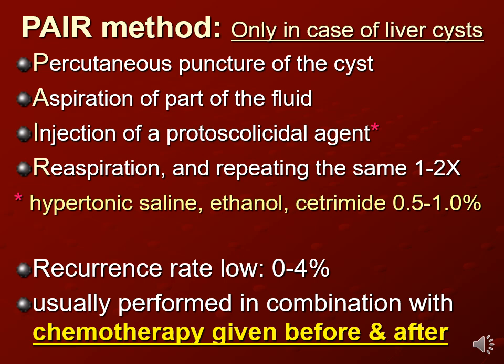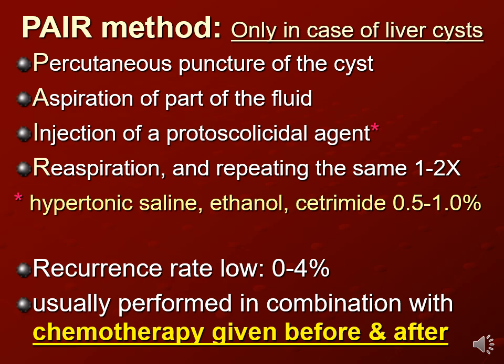Okay, and the protoscolicidal agents are like hypertonic saline at the concentration of 20 or 30%, ethanol, ethyl alcohol, but it has got side effects. If it leaks into the bile ducts, then it may produce fibrosis and sclerosis of those bile ducts. Cetrimide, which is a quaternary ammonium compound, which means that it is a strong detergent, like strong soap. This can kill the protoscolices as well, and it's usually used at the low concentration of 0.5 or 1%.